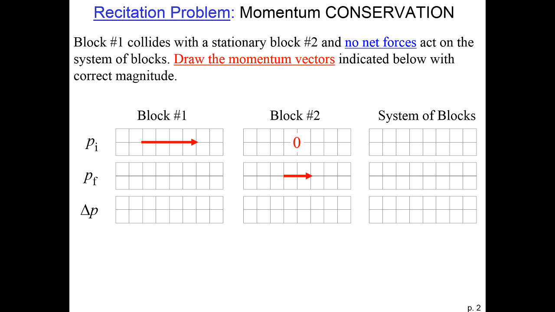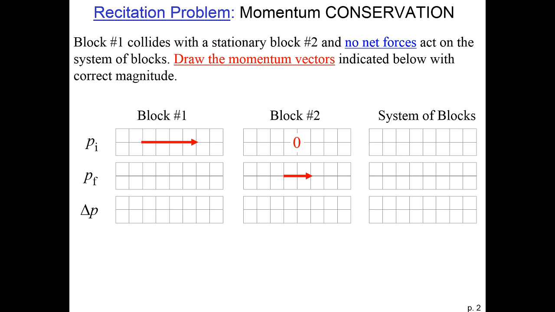We are told that block 1 has an initial momentum of 4 kg m/s, and that block 2 is stationary, so its momentum is 0 kg m/s at the start. After the collision, we are shown that the momentum of block number 2 is 2 kg m/s to the right. Now we want to find the final momentum of block number 1. We know that there are no external forces on the system, so the initial and final momentum must be the same. That means we need to know the initial momentum.